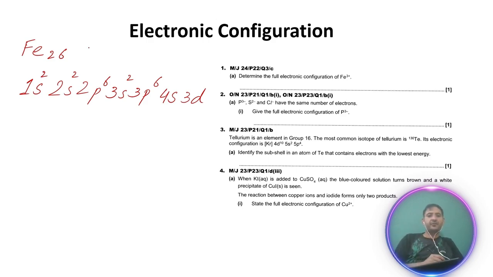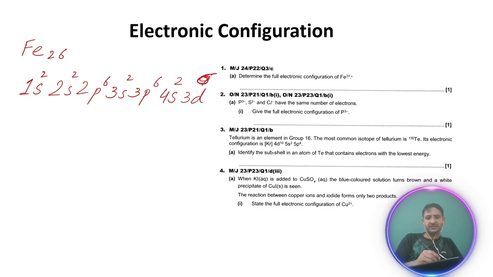Okay, we have 26. Okay, 4s2, 6, 6, 12, 12 plus 2, 14, 16, 17, 18, and still we have 18, 19, 20, and 7. It is 7, I think. Okay, 6, 6, 12, 18, 19, 20, 21, 22, 23, 24, 25, 26. So it is 3d6, not 7.